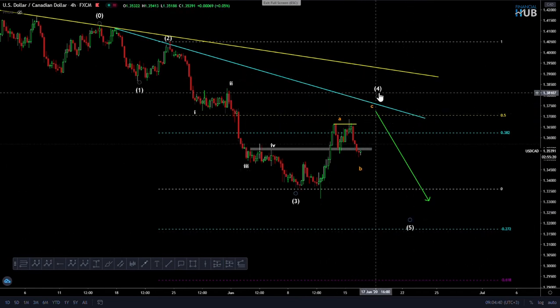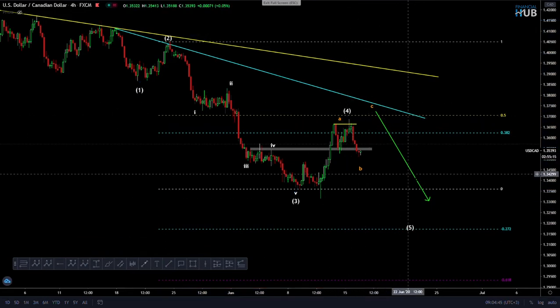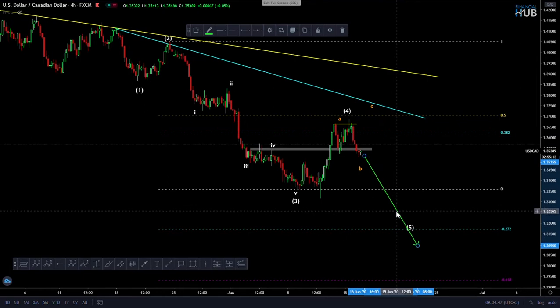But when it comes to the fourth wave, I'm not normally looking for that deep correction most of the time. So that's what I'm looking at on USD CAD, and we can move on to the next pair.